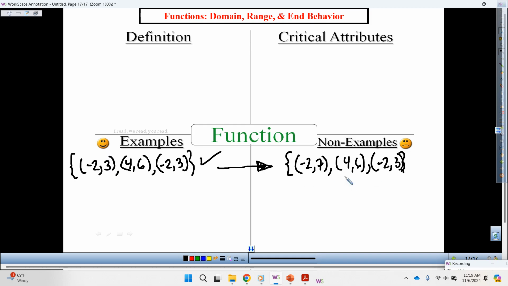Sebastian, why is this one not a function? The same input has a different output for which one? -2 and -2 has two different outputs. It has 7 and 3. Hands if you agree with that? That is correct. Let's go.